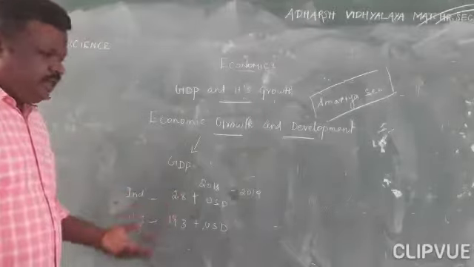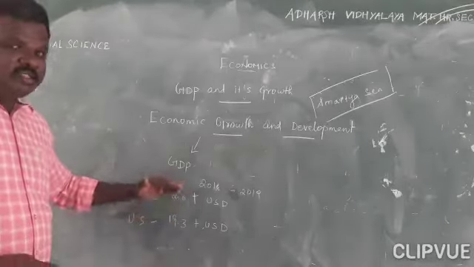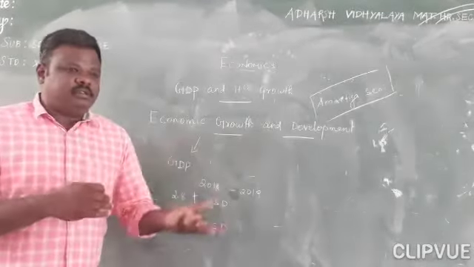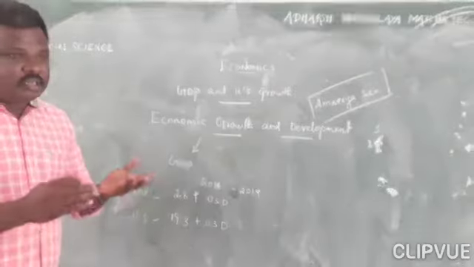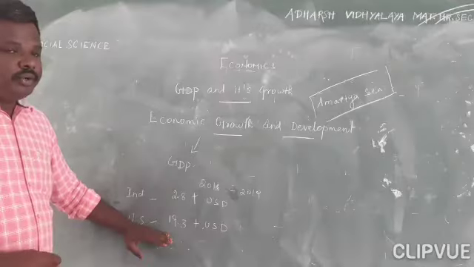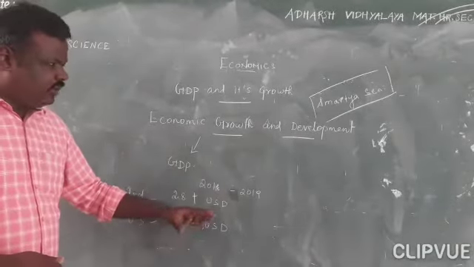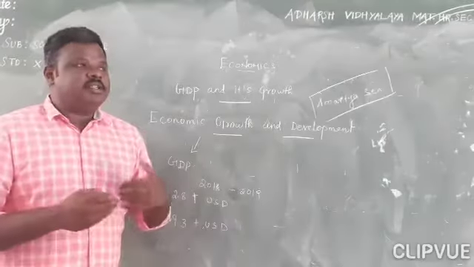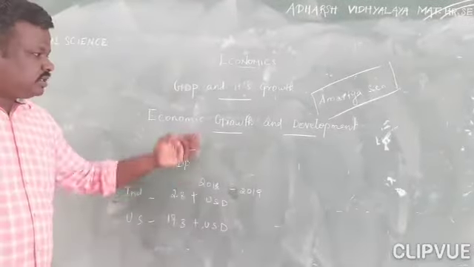So easily we can conclude what position India stands in. Even though India is larger than the USA population wise and area wise, still we are below the level of the USA. So these things clearly define what improvement needs to be made in India, or what steps need to be taken to improve the economic growth of the country. So this is about economic growth.